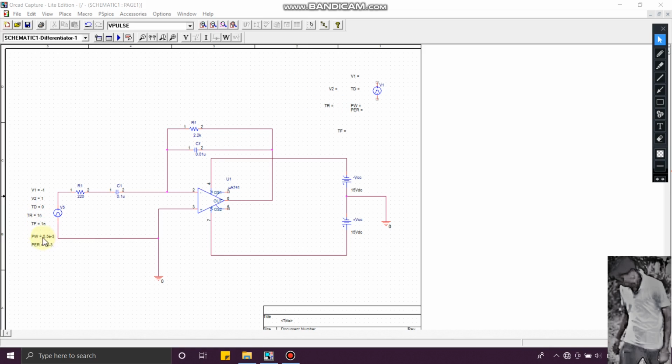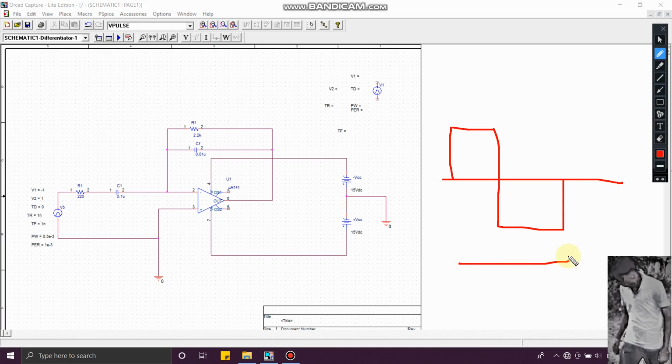You can see here the pulse width. I'm going to generate a square wave of pulse width 1 millisecond. Its half is 0.5 millisecond. You can see here I have given 0.5 E minus 3, that is 0.5 millisecond.